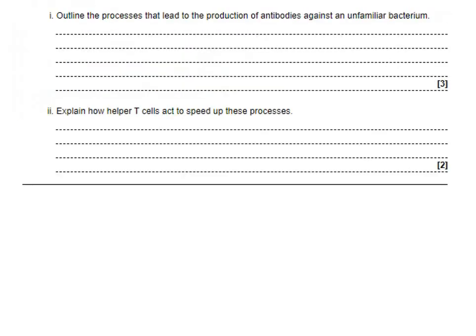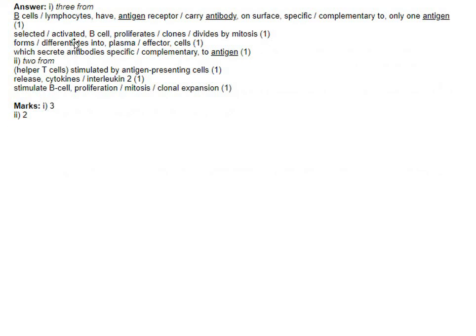Okay, so for the first question, outline the processes. The key concept you're trying to get across here is that there are these specific antigen receptors on the B cells. These receptors are on the cell surface, and they're going to be complementary to only one antigen. So 1 mark for making that really clear. That's going to be selected, clonal selection. That's going to proliferate. The word proliferation means to divide by mitosis of B cells. It's then going to form plasma effector cells, and that's going to then secrete the antibodies.